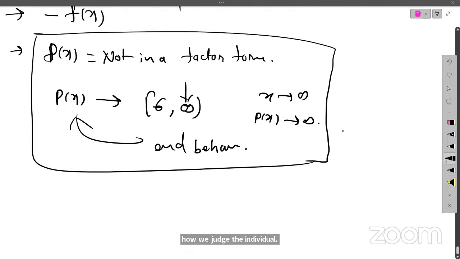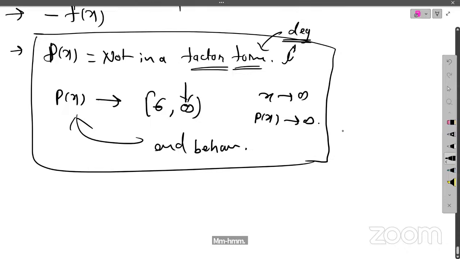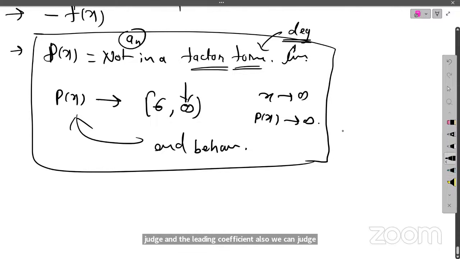See, if a polynomial is given which is not in factor form, still we can judge the degree. Degree is just the highest power, so we can judge the degree, and the leading coefficient also we can judge, because it is not in factor form, but still a_n is there. So degree and a_n you can judge, so you can easily tell what is the end behavior of this polynomial, correct? Exactly, that is your answer.